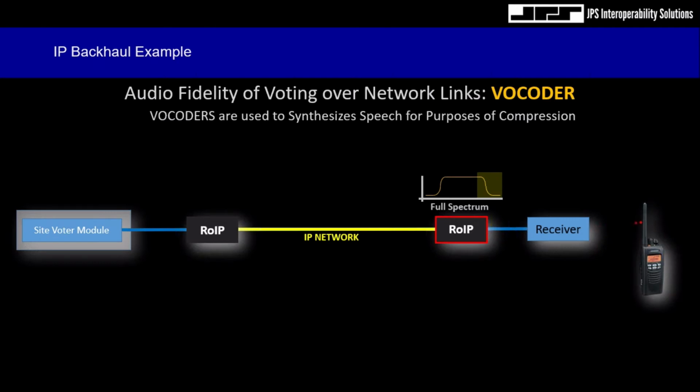Another issue that is exhibited in an IP network backhaul situation is related to the vocoders used to digitally compress the receive audio that is placed in the payload of a packet. Vocoders are essential in conserving not only network bandwidth, but maintaining the fidelity of the receive audio in this case.